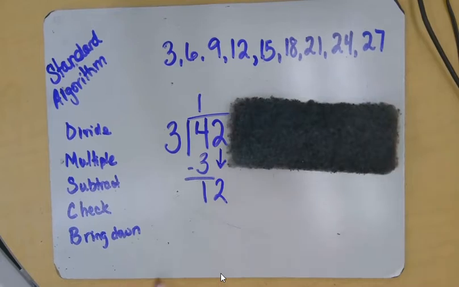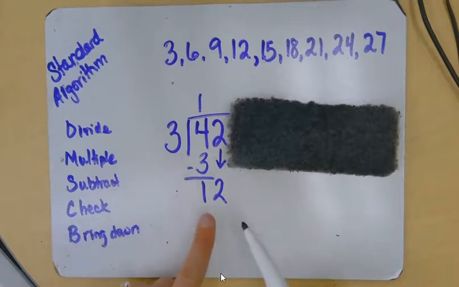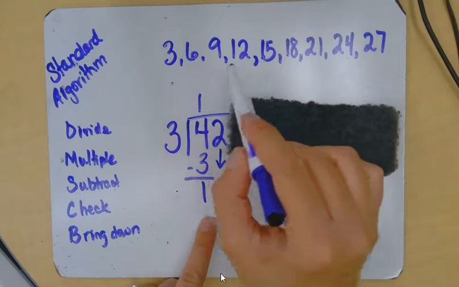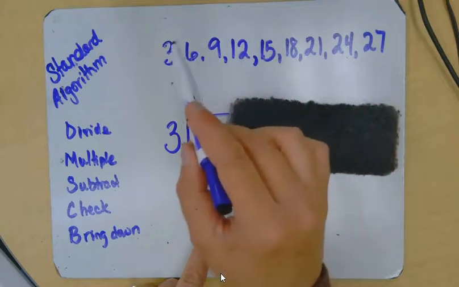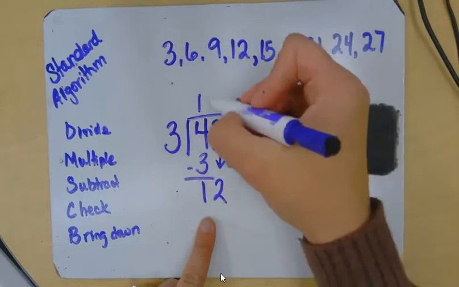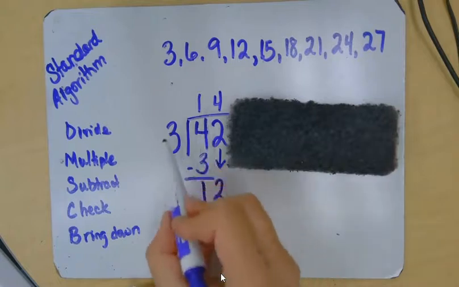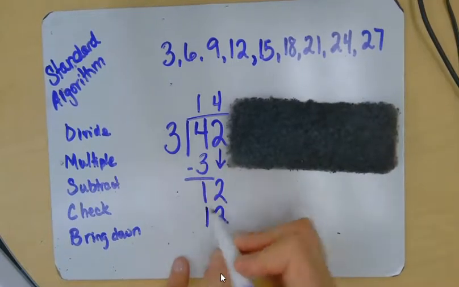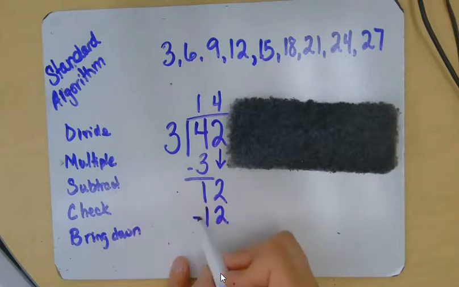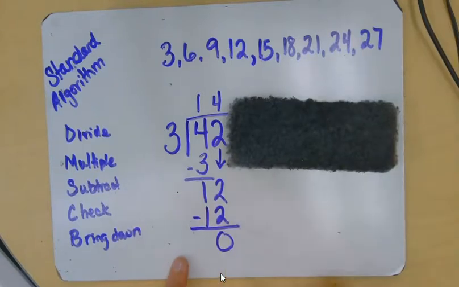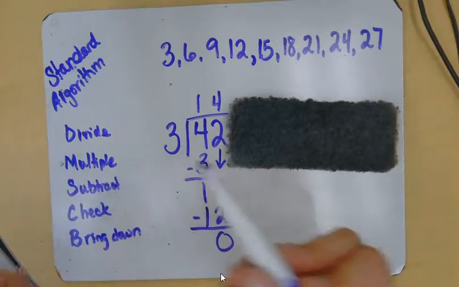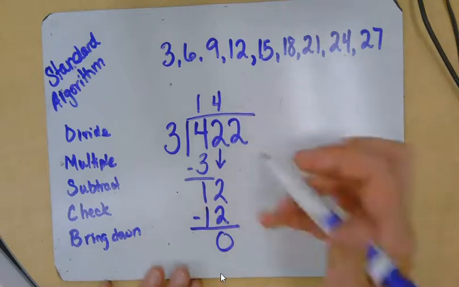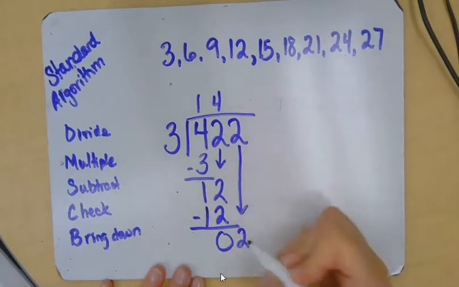So now we're going to start all over again with divide. I want to know, is there any number times 3 that will give me 12? So I look at my multiples list and I see I have a 12. Now I'm going to multiply because 1, 2, 3, 4 times 3 gives me 12. 4 times 3 is 12. Then I'm going to subtract. 12 take away 12 is 0. I'm going to check, is this less than this? It is, so I'm good to go. And I'm going to bring down the last number I have, which is a 2.